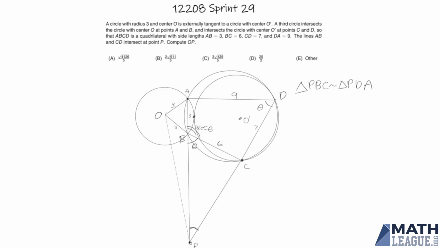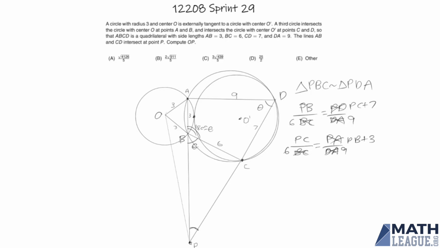And from here we can form some ratios using side lengths. So first of all, we have PB over BC equals PD over DA. And we know that BC equals 6, DA equals 9, and PD is equal to PC plus CD, which is 7. We also have the equation PC over BC equals PA over DA. And from here, again, BC equals 6, DA equals 9, PA equals PB plus AB, which is 3.